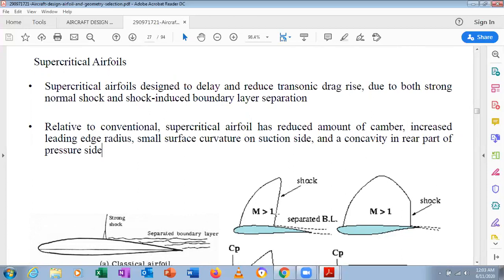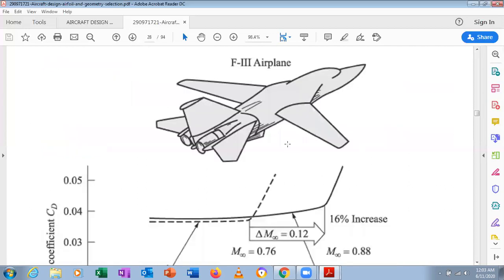So we can see that this is a strong shock and separated boundary layer. We can see this is a shock where M is greater than 1, and there is a separated boundary layer. We can see a concavity at the bottom, and we can see a concavity at the upper. That is the suction side, and it is called the concavity in the rear part of the pressure side.